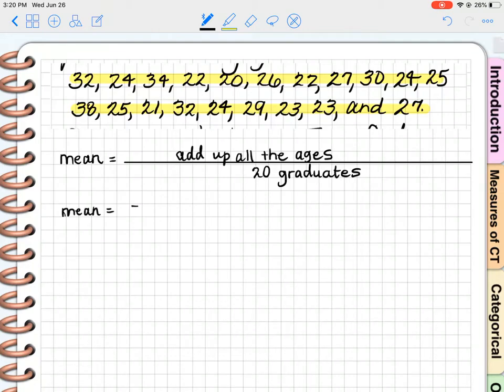But 528 divided by 20, and that is going to give you, not that, I got a decimal, 26.4. So the average age of this police academy class is 26 years old, a little older than 26. Some of them were younger than that, some of them were older, but the average age for this group is 26.4 years old.